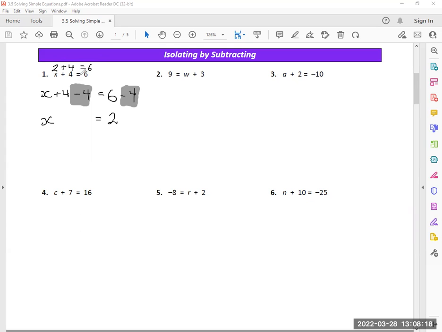I get it. But as we progress, you're going to get more and more complex equations where you won't be able to sort of guess the number using your number sense. That's why I'm forcing you to go through all of these steps one by one. Number 2. Actually, we'll skip number 2. Number 3. A plus 2 minus 10.